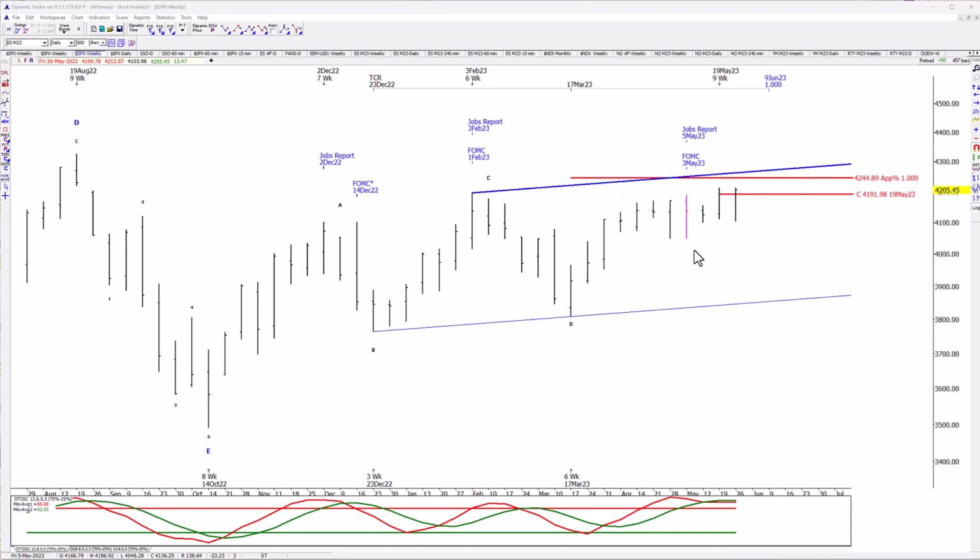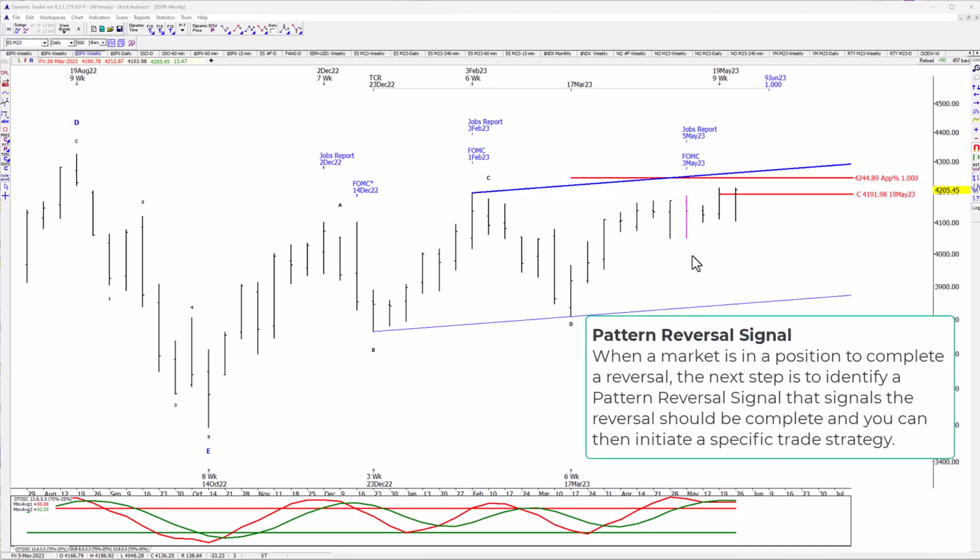So we're in a position as of early May to complete a weekly high. Then we have to go down a time frame to look at what can the market do to signal that that high should be complete.